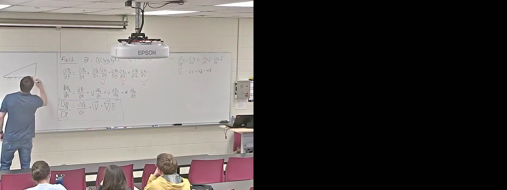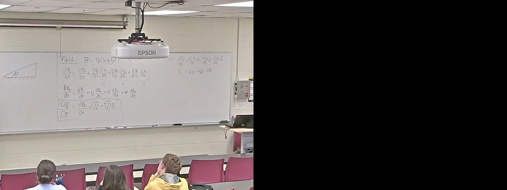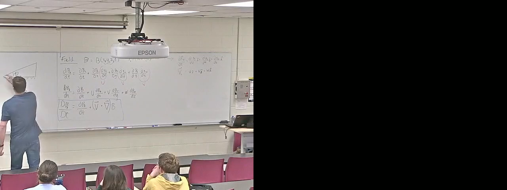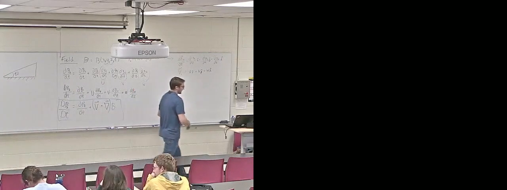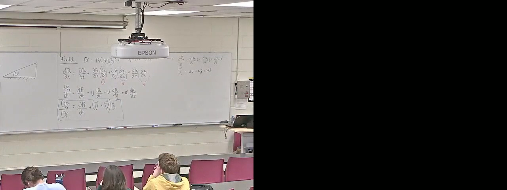a ramp at some angle theta. We've got a motorcyclist riding up this ramp. Right? The idea is we're going to make B here equal to the height of his axles off the ground. Okay.